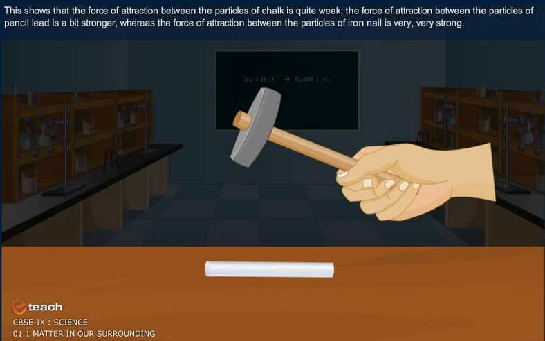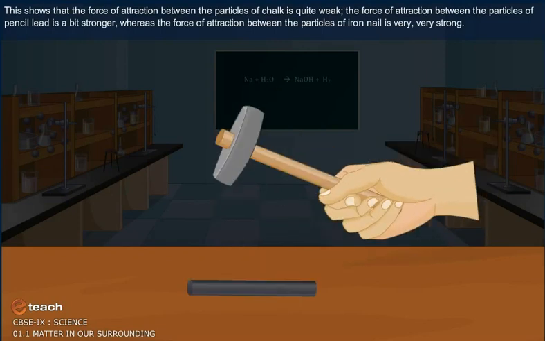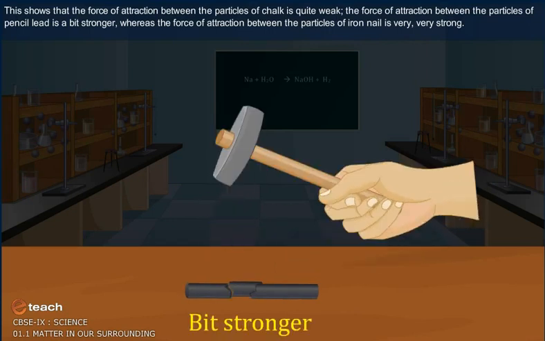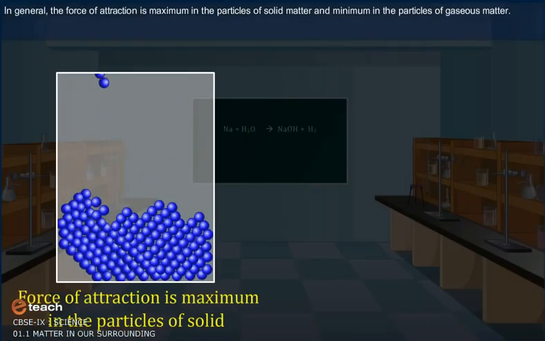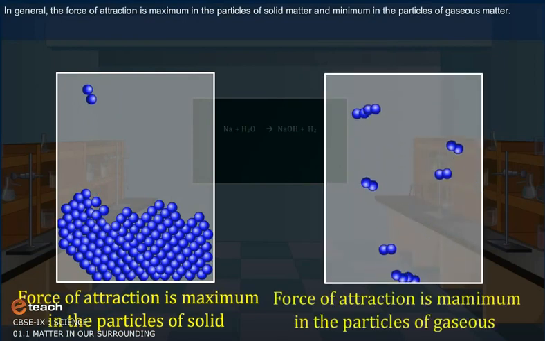This shows that the force of attraction between the particles of chalk is quite weak. The force of attraction between the particles of pencil lead is a bit stronger, whereas the force of attraction between the particles of iron nail is very, very strong. In general, the force of attraction is maximum in the particles of solid matter and minimum in the particles of gaseous matter.